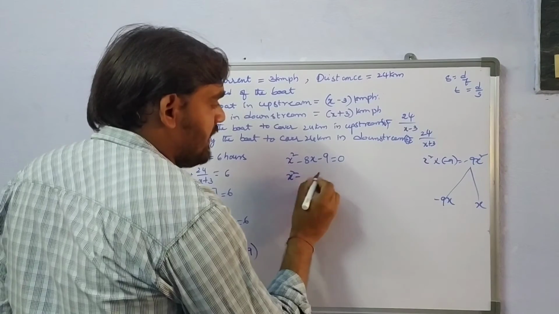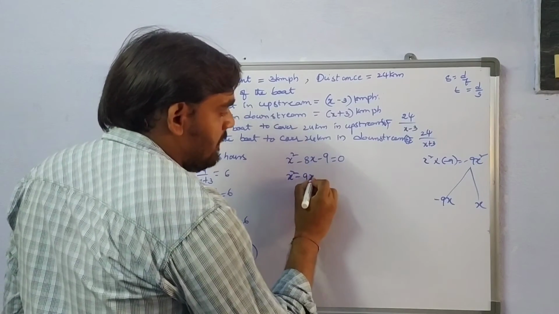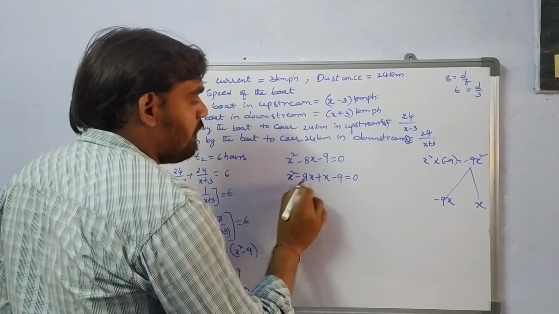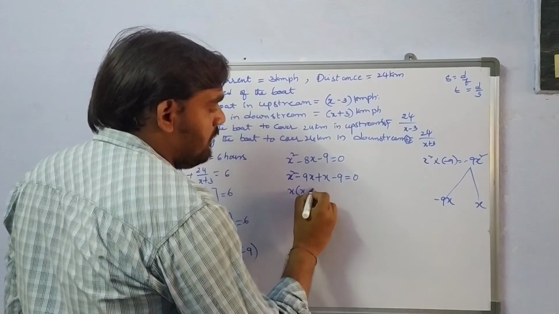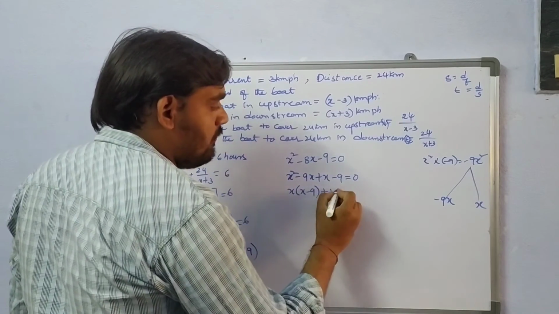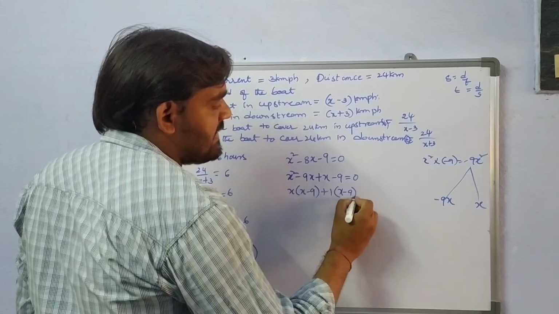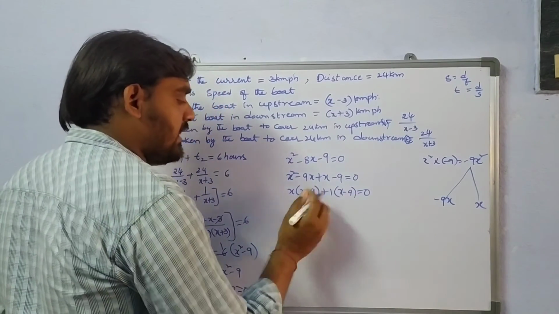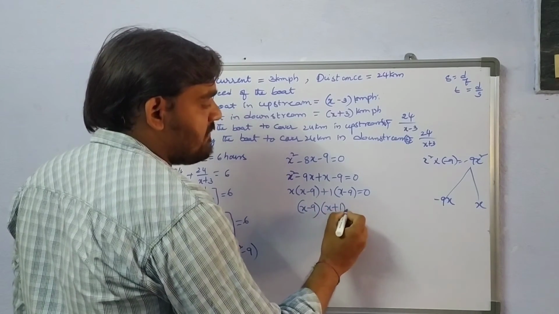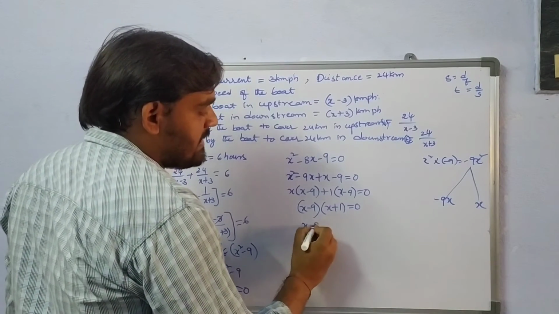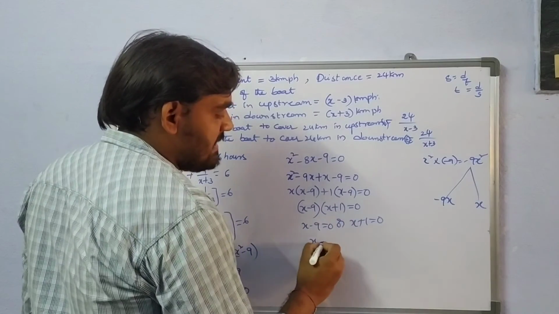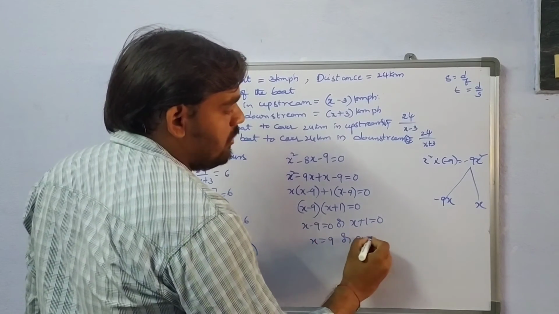Now x square minus 8x minus 9 we can write as x square minus 9x plus x minus 9 is equal to 0. From these two, if I take x common, we will get x minus 9. From the other two, x minus 9, take 1 common. From these two things, take x minus 9 common, so I will get x minus 9 into x plus 1 is equal to 0. Now x minus 9 is equal to 0 or x plus 1 is equal to 0. So x is equal to 9 or x is equal to minus 1.